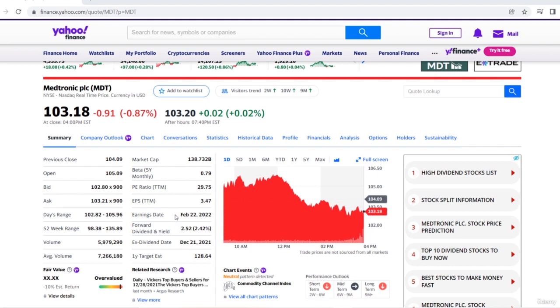Solid earnings per share. They do pay a little dividend, 2.4%. We'll take a look at their payout ratio in terms of their dividend, and then we'll look at their chart too for the technical analysis. But that's just a quick summary.